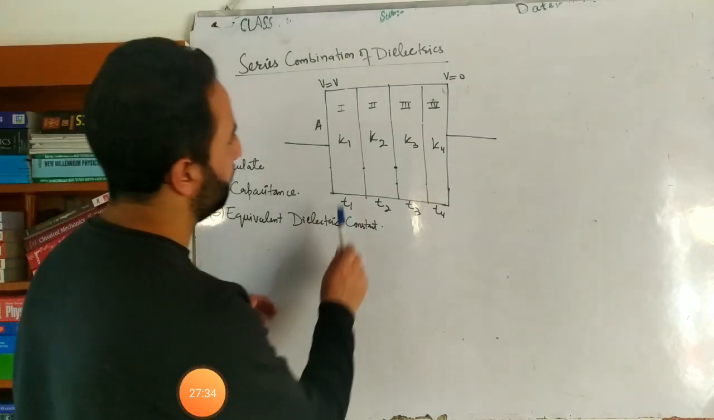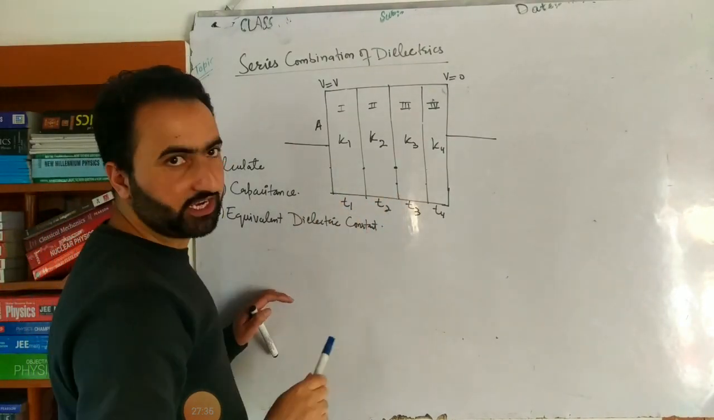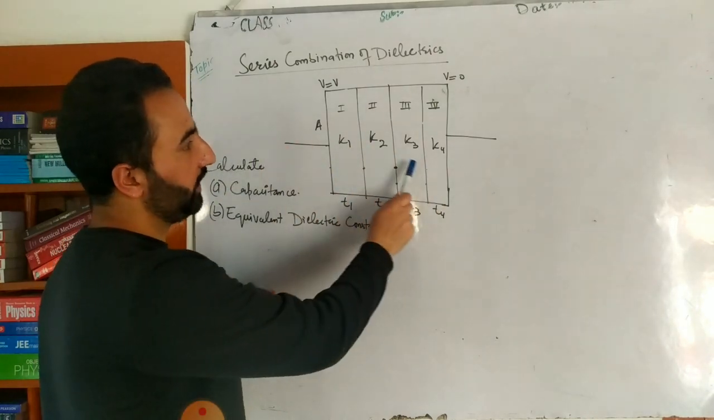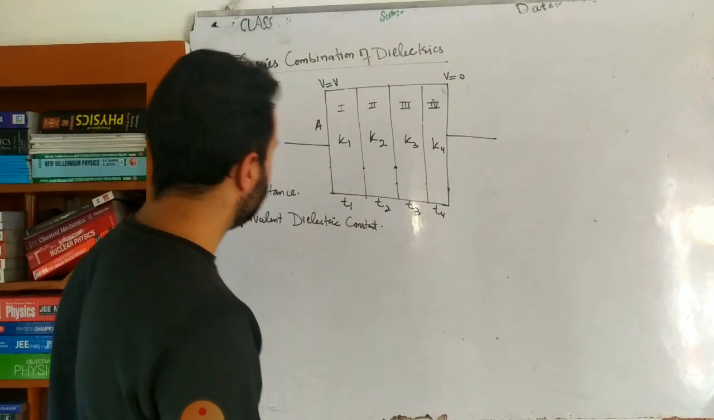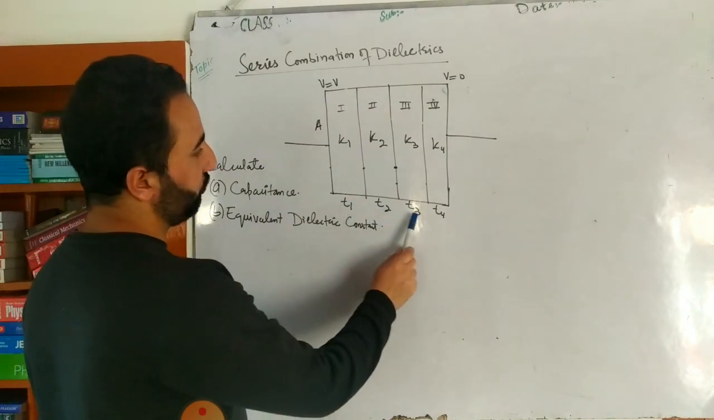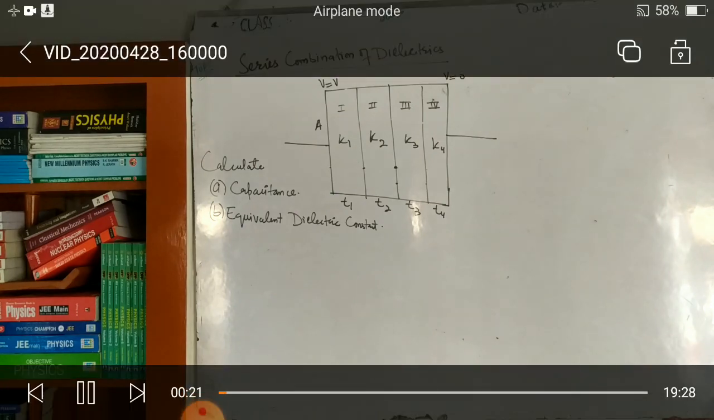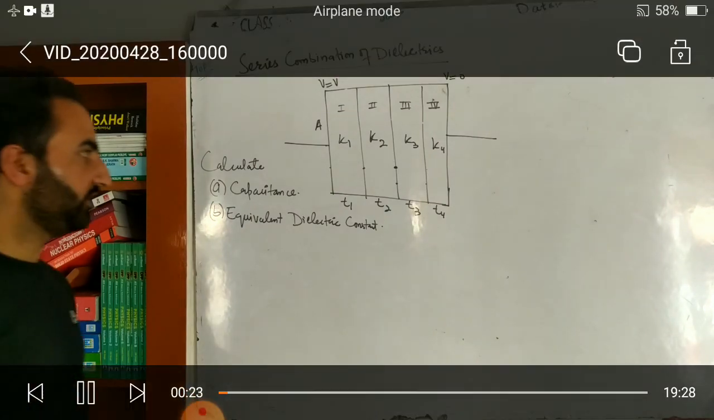Now these are different dielectrics. This is a plate capacitor, and here we have four different dielectric slabs, K1, K2, K3, K4. They're different, and their thicknesses are T1, T2, T3. Now the question is to calculate the equivalent capacitance and the equivalent dielectric constant.